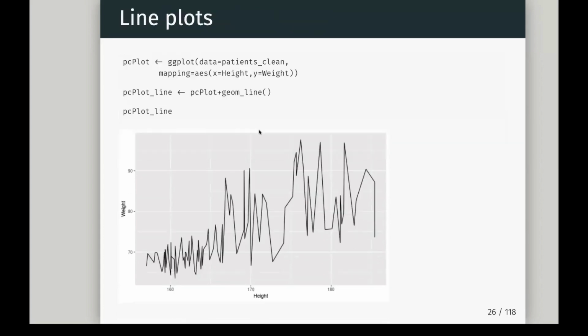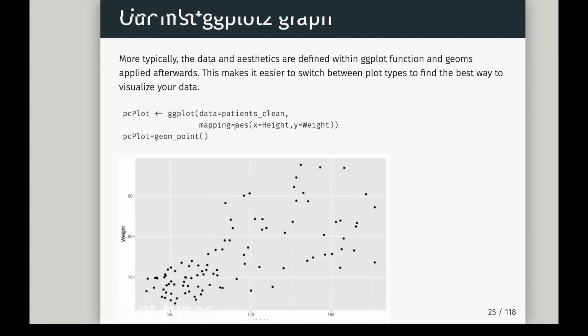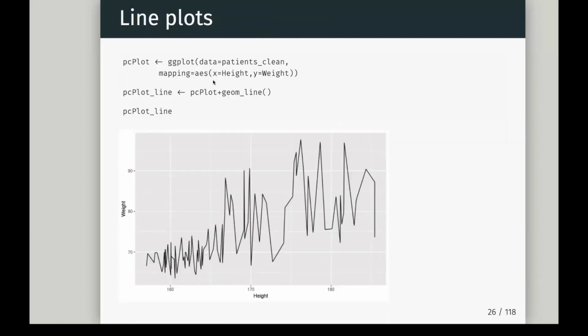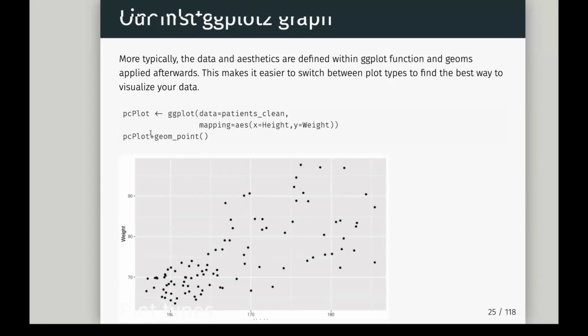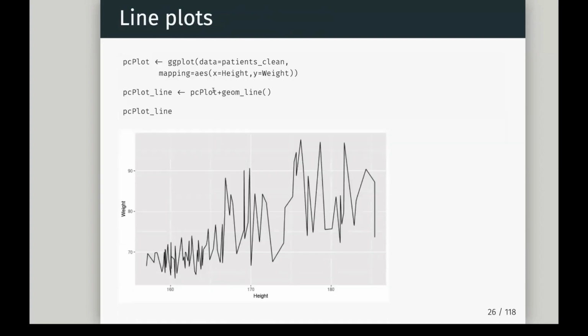The reason that you would often define your AES here is that once you've defined it, you can quickly move between other types of plots. So this is the same as I did first here, and I did plus geom point. The only thing I need to change to do a line plot is just plus geom line. Right? And now it's no longer a point plot, it's a line plot. It's an ugly line plot, but it's a line plot.